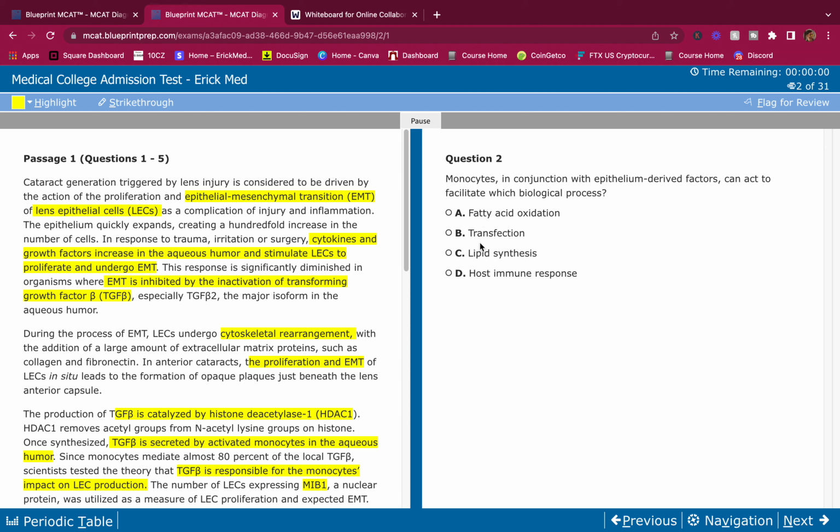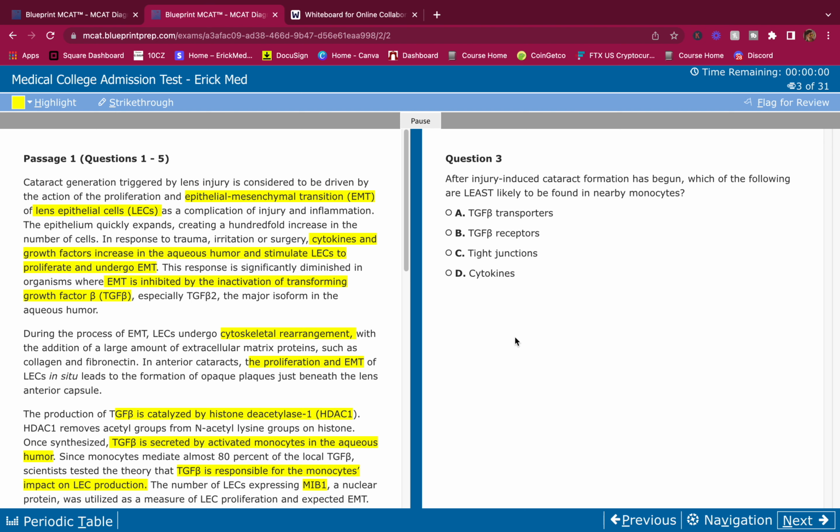Transfection, no. That's when you have the vector and you want to put the DNA in the vector, for a specific DNA library and all that stuff. That has nothing to do with monocytes. Remember, monocytes phagocytose specific bacteria and all that. Lipid synthesis, no. Host immune response, yes. We want to phagocytose those bacteria, whatever those pathogens are, maybe display them on an MHC. So the answer is D.